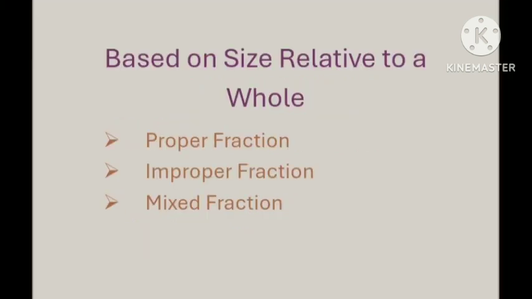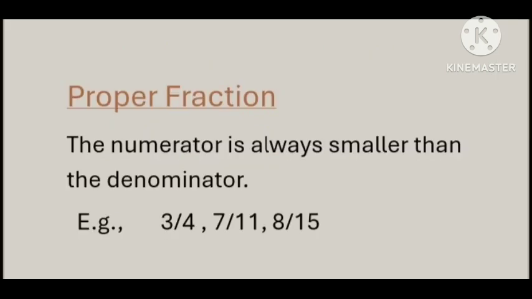Now, there are three types based on how much of a whole a particular fraction represents: proper, improper, and mixed fraction. A proper fraction is like a perfectly behaved guest at a party. The numerator, the part which is being taken, is always smaller than the denominator, that is, the total parts that are available. It represents a portion of a whole, but never the whole itself, or more than the whole.